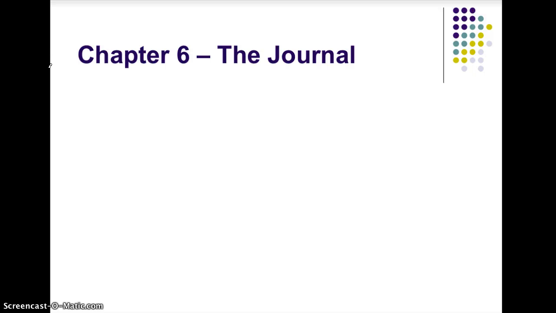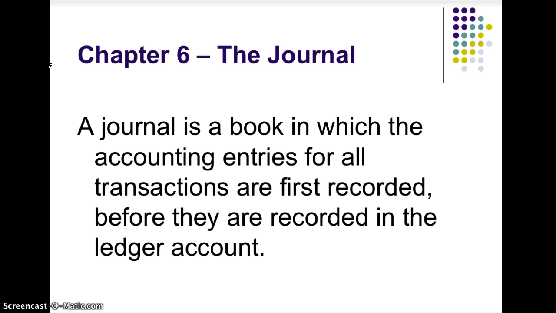Welcome to Chapter 6, the Journal. What exactly is the General Journal? It is a book in which all accounting entries for all transactions are first recorded before they are posted to the General Ledger. Source documents are used to help determine which transactions affect which accounts and cause debits and credits in different accounts.